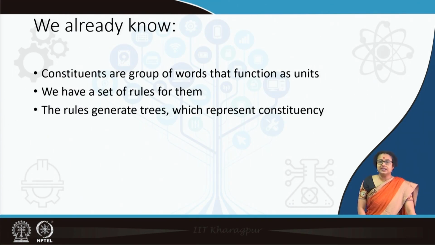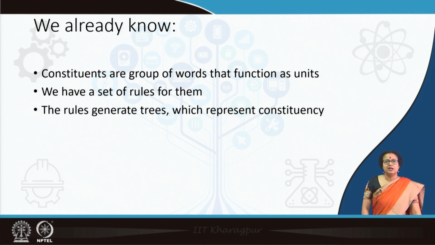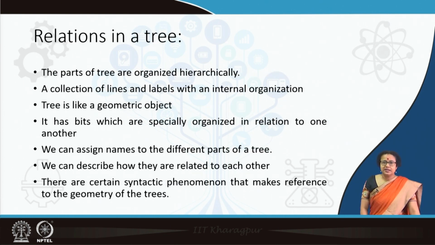So, we already know about the concepts that I have put under the bullet points. We know that constituents are groups of words that function as units, and we have a set of rules for them, and the rules generate trees which represent constituency. So, today our goal is to talk about different relations in a tree.